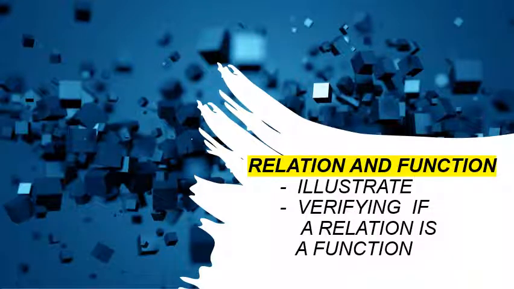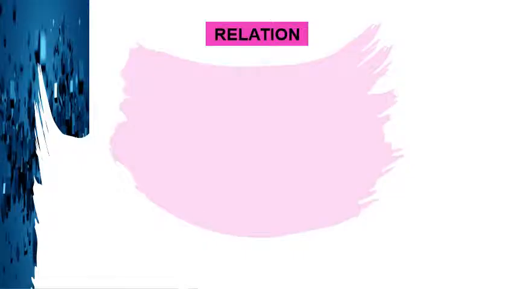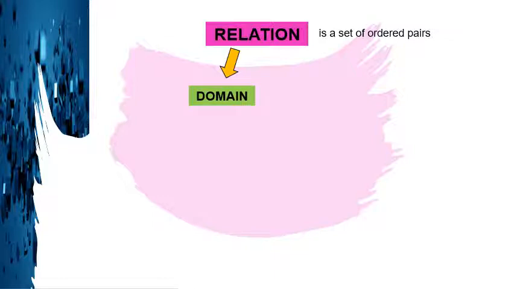Relation and function. We're going to illustrate relation and function, verifying if a relation is a function. What do you mean by relation? A relation is a set of ordered pairs, which means we have the x and y. So x is the domain.